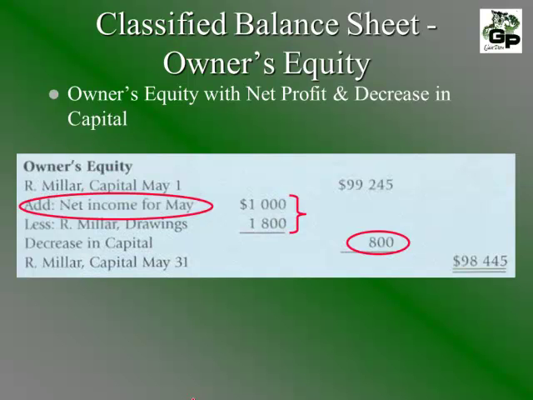Here's another example. We have net profit and we have a decrease in capital because the drawings are bigger than the profit. In this example, we have net income of $1,000, but we have drawings of $1,800. This means there is a decrease in capital of $800, which is subtracted from the original amount of $99,245, which gives us an amount of $98,445 for the capital at the end of the accounting period.